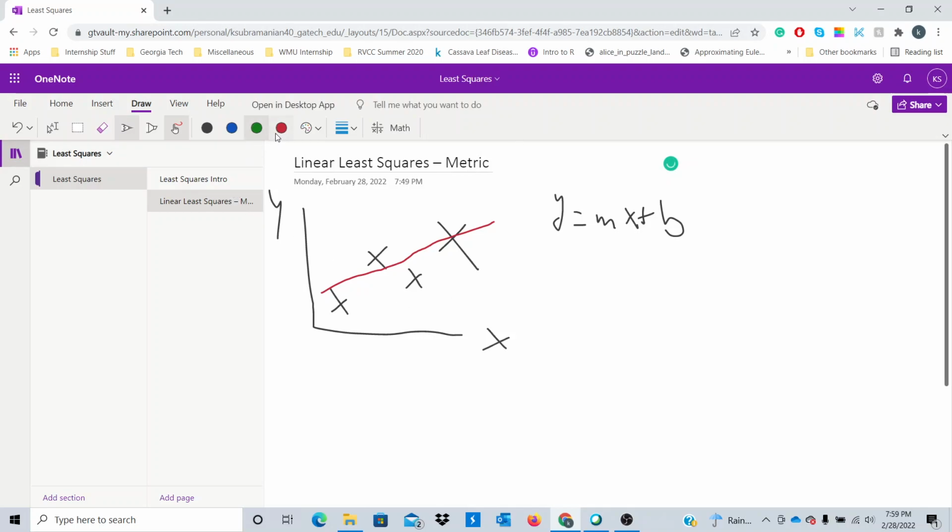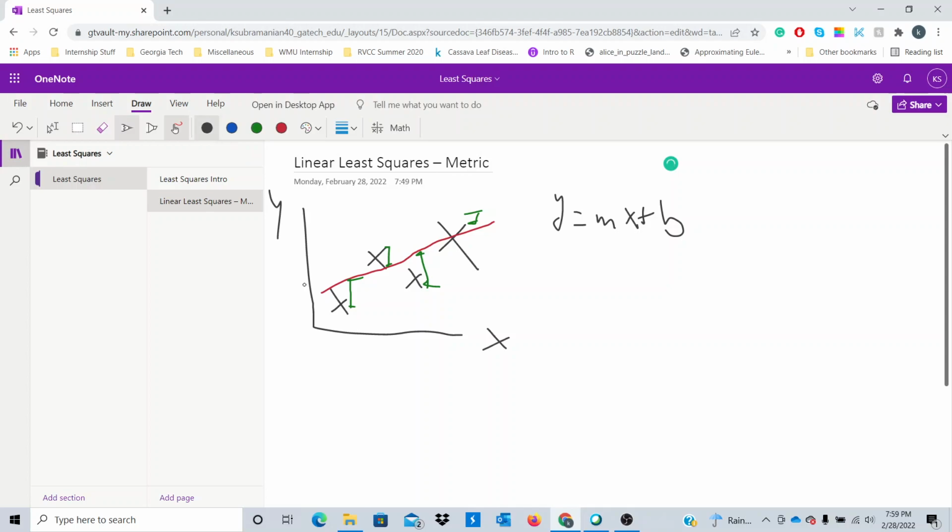So what do we want instead? We want the line to be as close to each of these x's as possible. What do I mean by closeness? I want this distance here and this distance here and this distance here, in green, to be as small as possible. Because what does that mean? It means our line is lying as close to as many x's as possible.